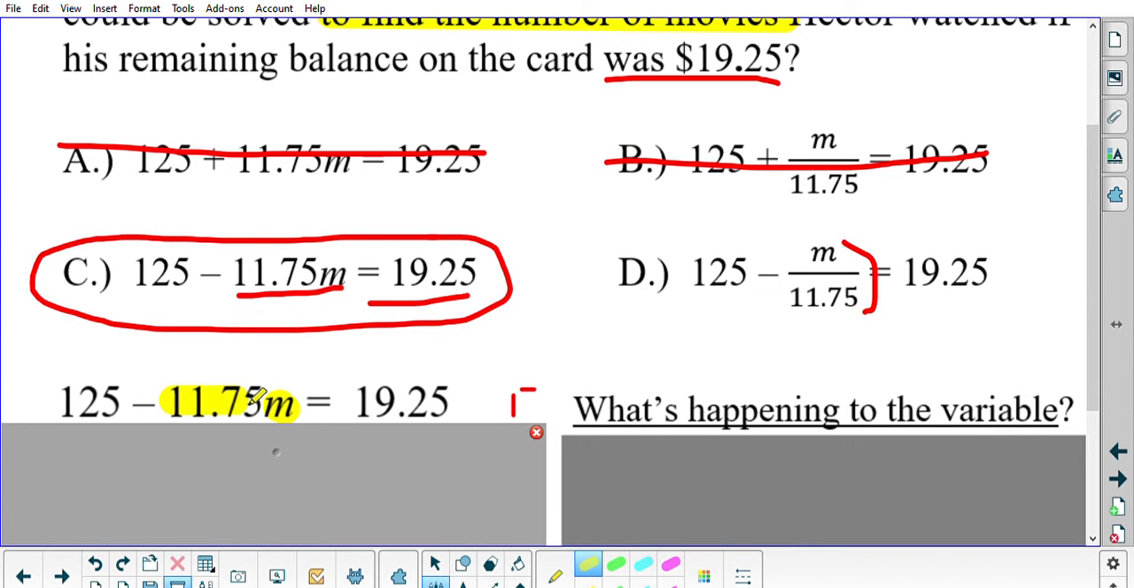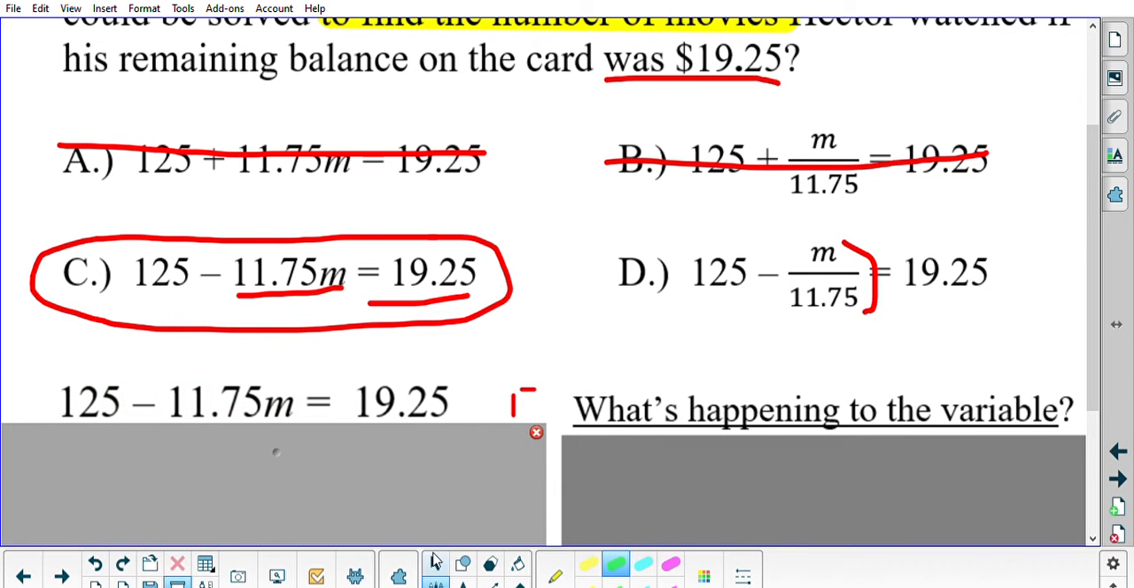That's 11.75m, to the right of the subtraction symbol. What's happening to the variable? Well, I guess I could say it's multiplied by 11.75, but am I allowed to read backwards and say that the variable is secondly being subtracted by 125? No. No. Subtracting from 125 is not the same as subtracted by 125. That is not going to help you. You cannot read backwards with subtraction.